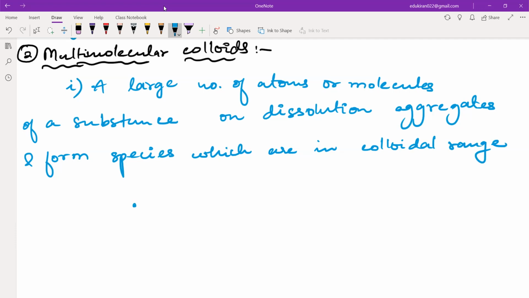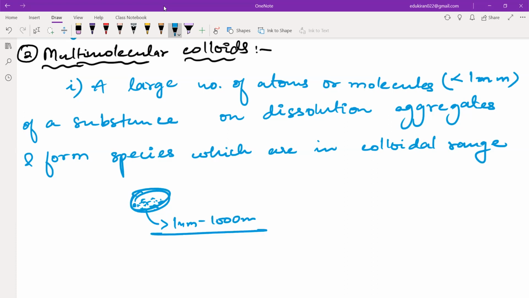We have small particles, and these molecules will be less than 1 nanometer. So we have very small particles. Now this is not lying in the colloidal range, but on dissolution they aggregate together, and now this is between 1 nanometer to 1000 nanometer. After aggregation, this is now in the colloidal range.